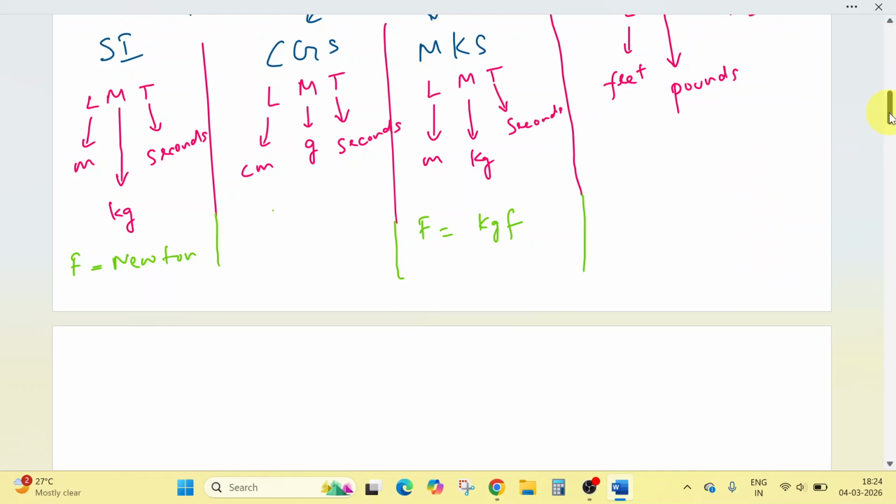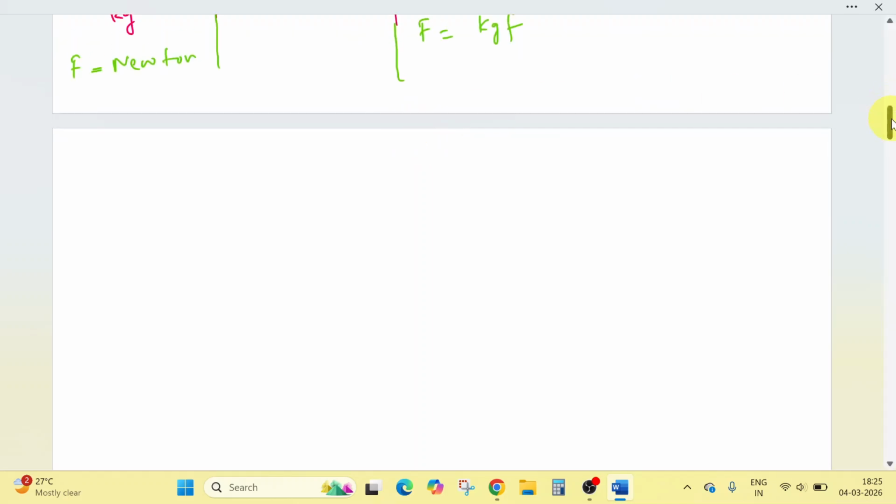Now, there will be bigger units. If I consider length, some of them will be bigger units and some of them will be smaller units. So the SI unit of length is meter. And what are the bigger units? I am writing M over here, and on this side I will write bigger units, and I will write smaller units on the right side. Meter. Now, can you tell me what are the bigger units? Kilometer.